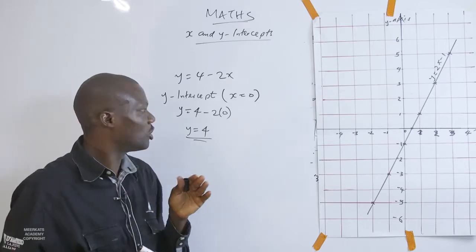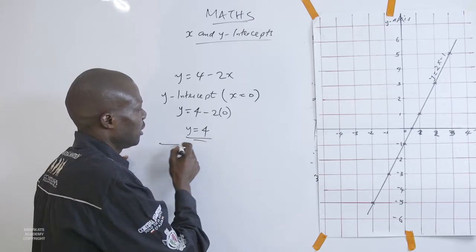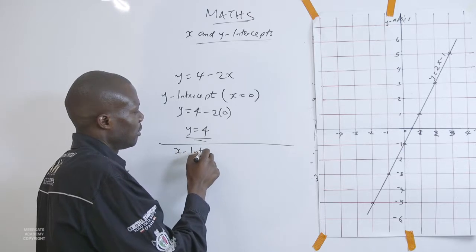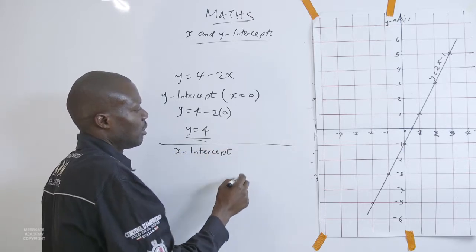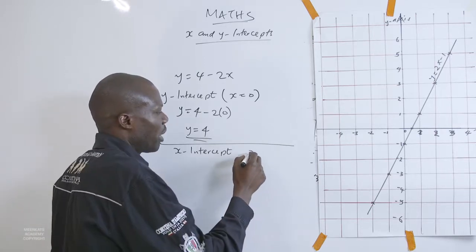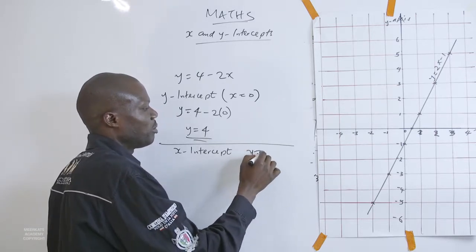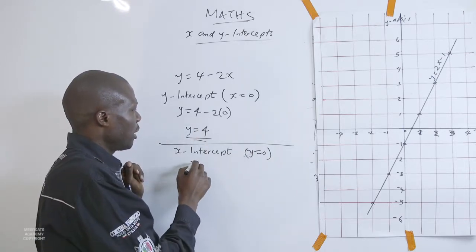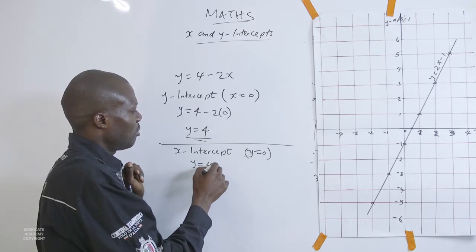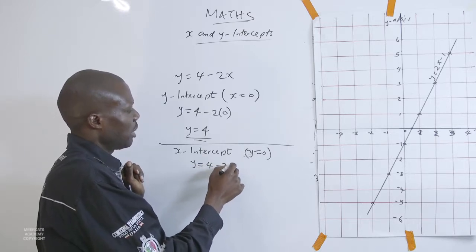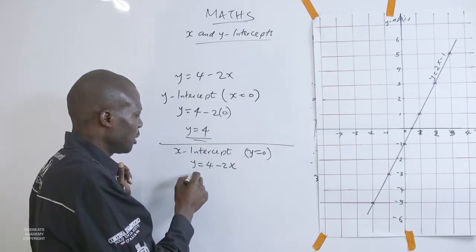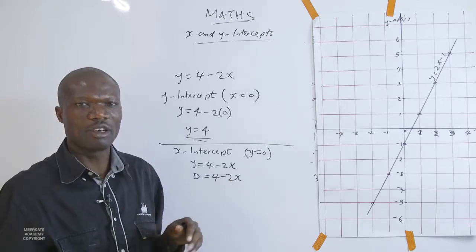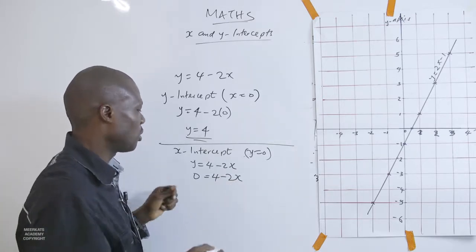How about the x-intercept? For x-intercept, y must be equal to 0. So for the equation here, y is equal to 4 minus 2x. But y is 0, so we say 0 is equal to 4 minus 2x. We have done this. You can go on systematically.